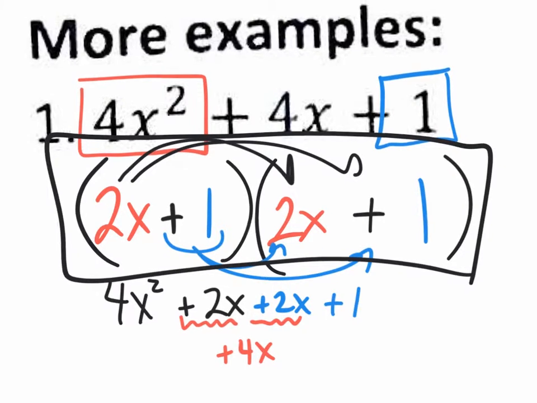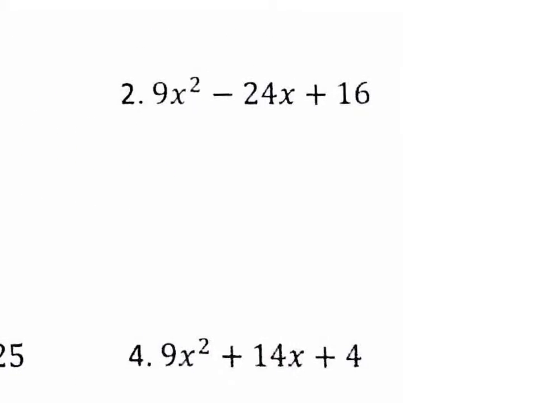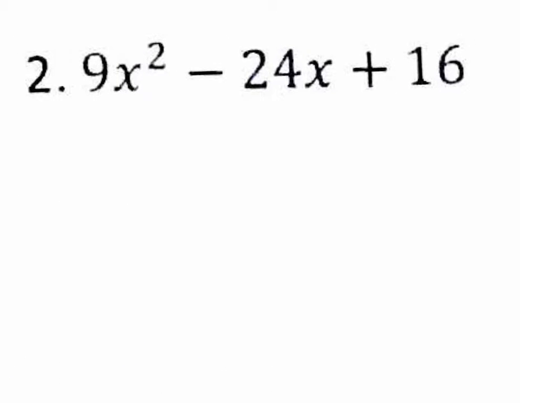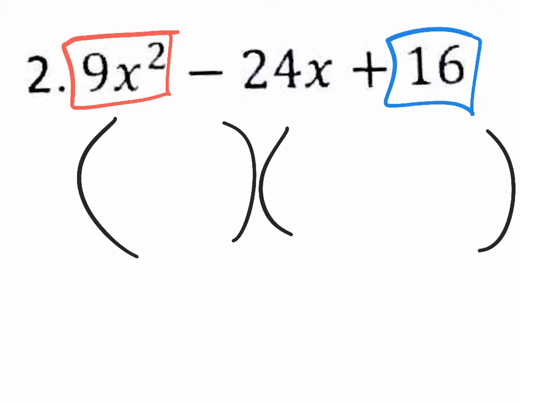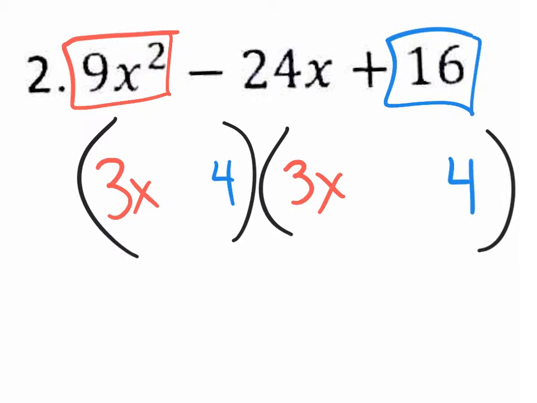Let's move on to number 2 on more examples. Again, we have a perfect square term right here, and we have a perfect square term back here. So we're going to square root them and plug them into our factored form format. Again, the square root of 9x squared is 3x. The square root of 16 is 4. So on both binomials, you're going to have a 3x and a 4.